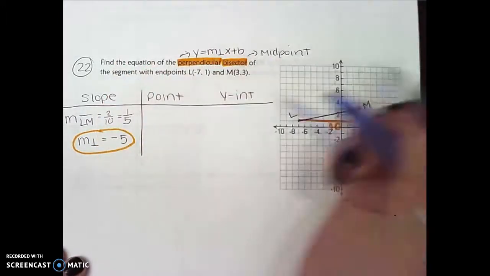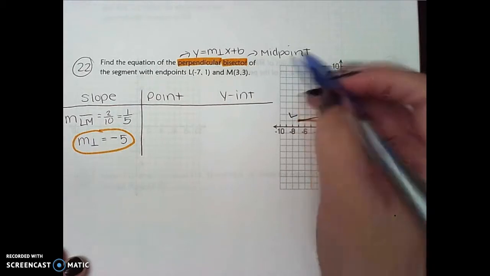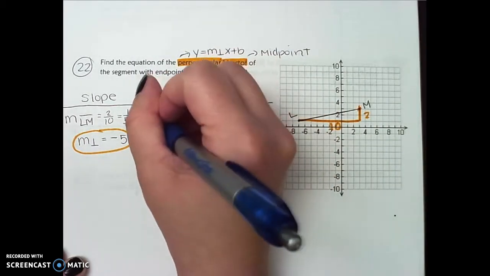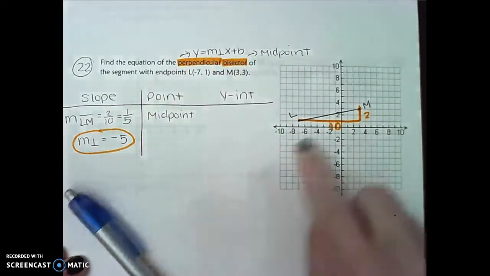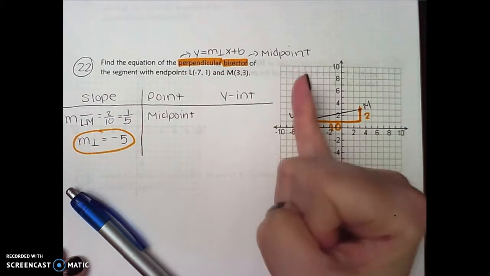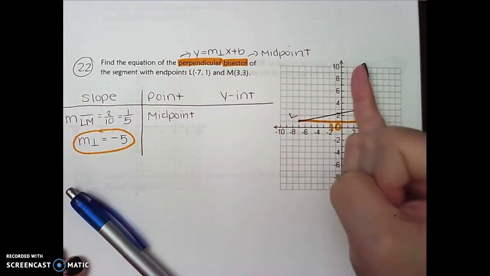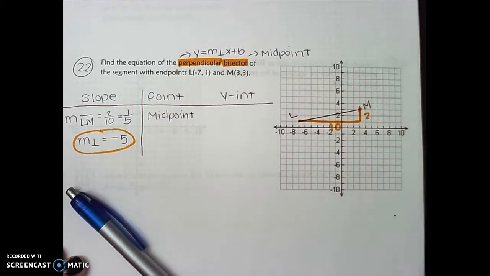Next, I have to find a point. In this case, because I'm finding the perpendicular bisector, the point that I find has to be the midpoint. I cannot use point L or point M because then I will have a line that is going to go through L or through M. I don't want to go through L or M. I want to go through the middle of the segment. So I have to find that point.